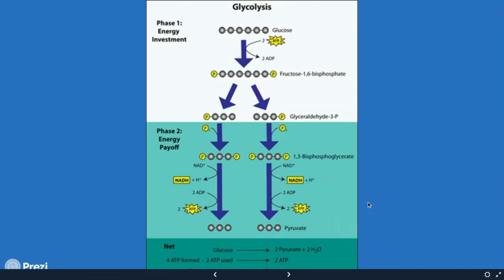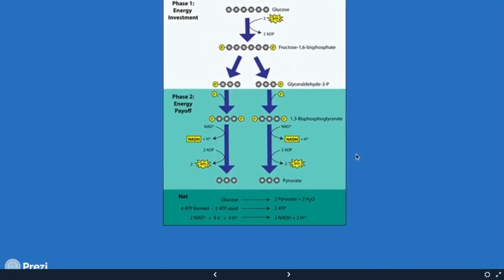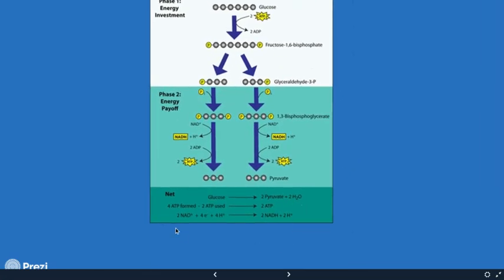So our net gains here: glucose is split into two pyruvates. We've got 4 ATP formed, but we use 2 ATP in the process, so we get a net gain of 2 ATP, and we reduce 2 molecules of NAD+. So we've got 2 electron carriers at the end of the whole thing. Okay. Glycolysis, the start of the process of cellular respiration.